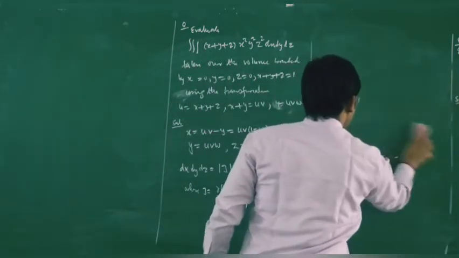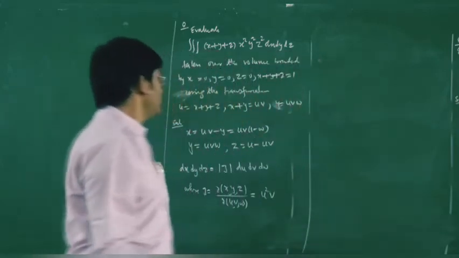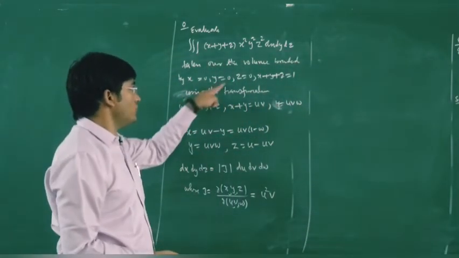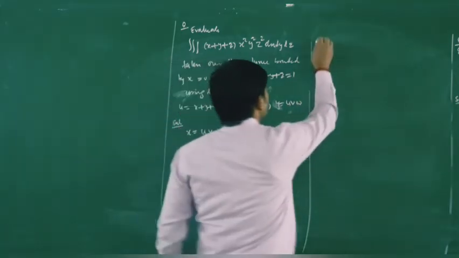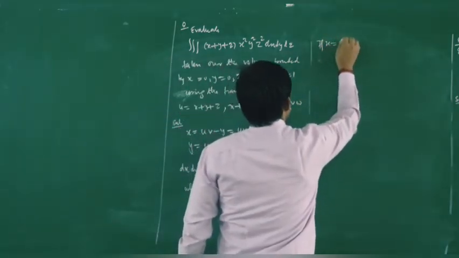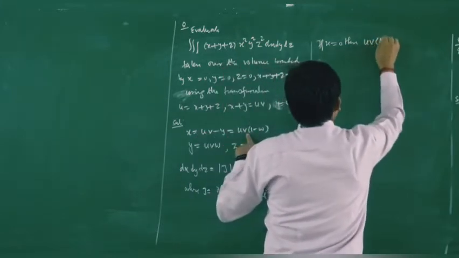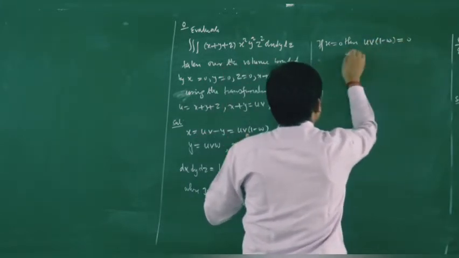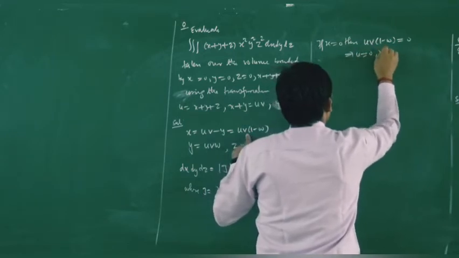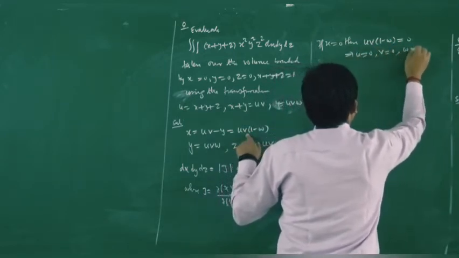So let us get the limits. Here you can see that we have x, y, z. Now if x is 0, then we have the value of x as uv into 1 minus w. So from here, either u is 0, or v is 0, or w equal to 1.